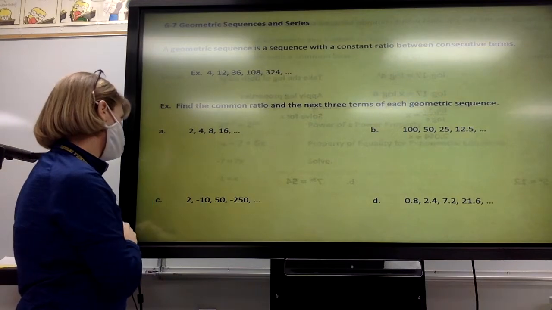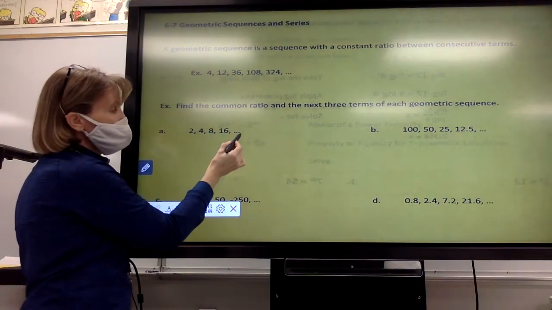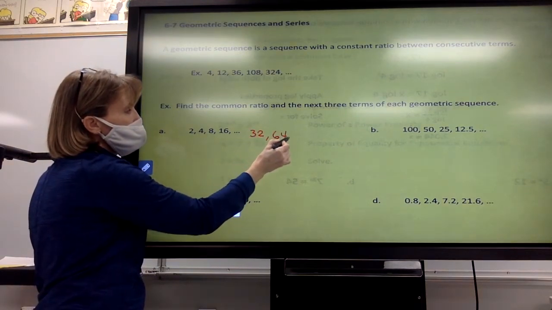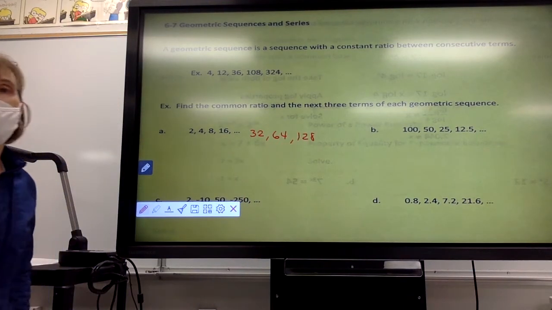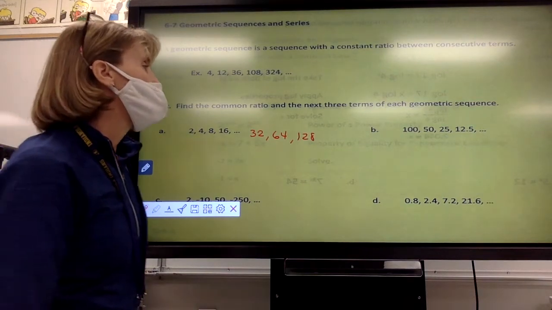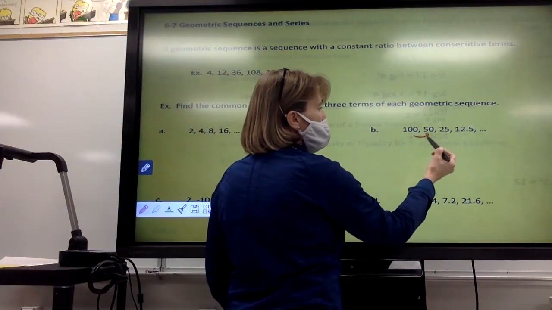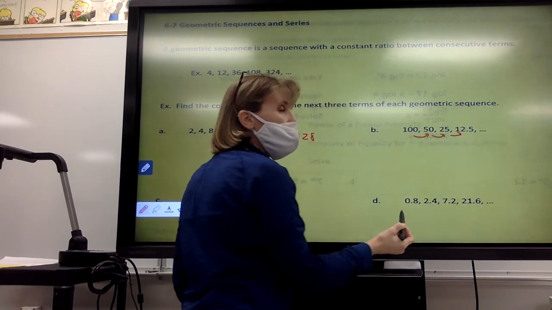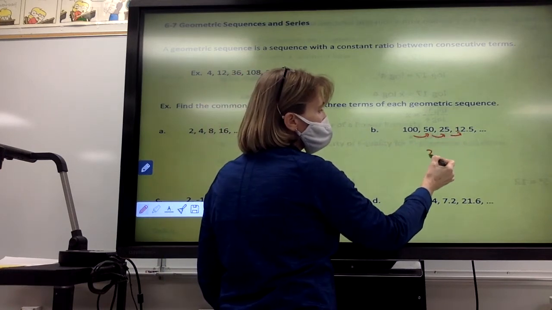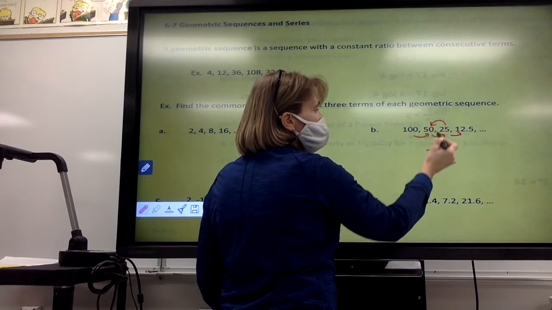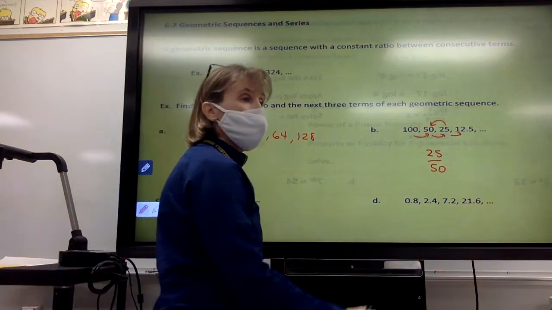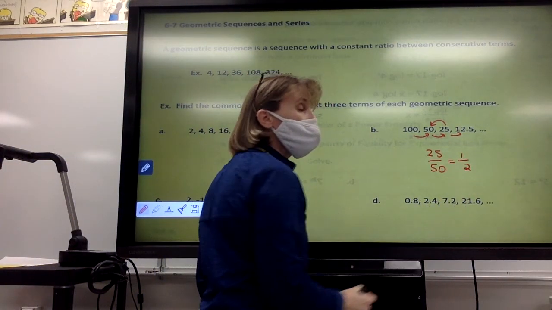Letter A says find the common ratio and the next 3 terms in each geometric sequence. It's times 2. So what are the next 3 terms? 32, 64, 128. How about B? Now you're seeing division by 2, but for the common ratio we wouldn't say it's being divided by 2. If I take any of these numbers, let's say 25, and create a ratio with the number right in front of it, what does that reduce to? 1/2. So the common ratio is listed as 1/2.